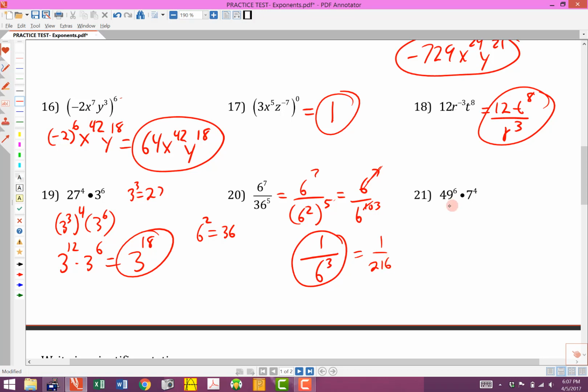But there we go. Another problem like that, except this is multiplication. 49 is 7 squared, raised to the 6th, times 7 to the 4th. Power to a power, we're going to multiply, so that's going to be 7 to the 12th and 7 to the 4th, so 7 to the 16th altogether. So there's our answer there.